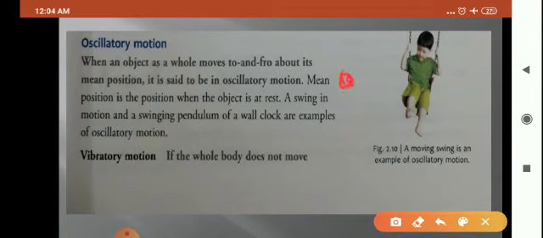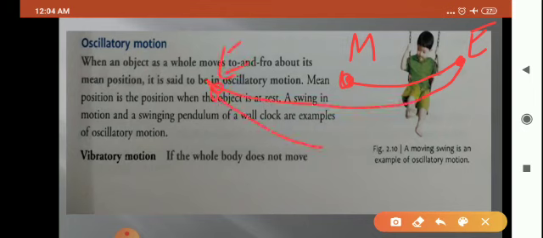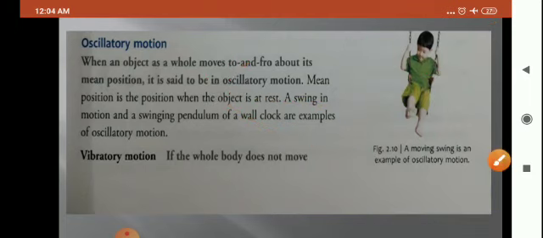Suppose initially the object is at rest, that is known as your mean position. When it moves to this end, this is called your extreme position, and from here again it will move to another extreme position like this, and then again it will come back to the mean position. So this is known as to and fro motion. The swinging of a pendulum clock, or the swing in motion.